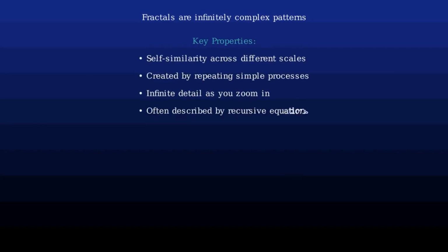They show self-similarity at different scales, are created by repeating simple processes, contain infinite detail as you zoom in, and are often described by recursive mathematical equations.